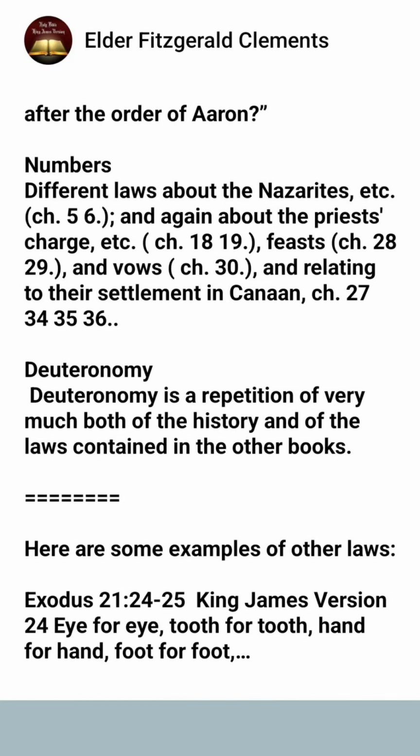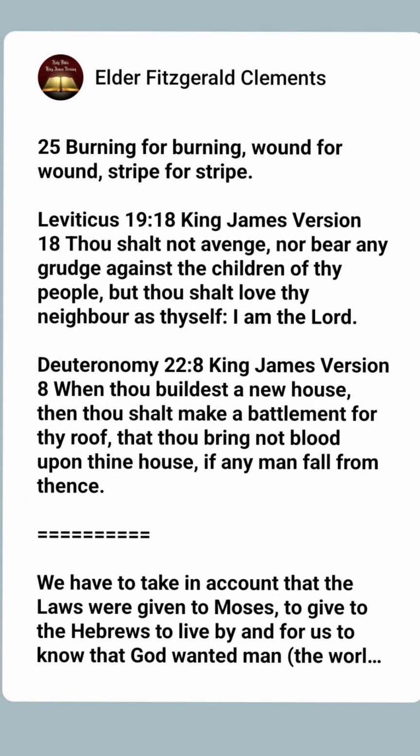The book of Deuteronomy. The book of Deuteronomy is a repetition of very much both of the history and of the laws contained in the other books. Here are some examples of the other laws, other than the Ten Commandments. Let's go to Exodus 21st chapter, 24th to 25th verses of the King James Version. This law says, eye for eye, tooth for tooth, hand for hand, foot for foot, burning for burning, wound for wound, stripe for stripe.